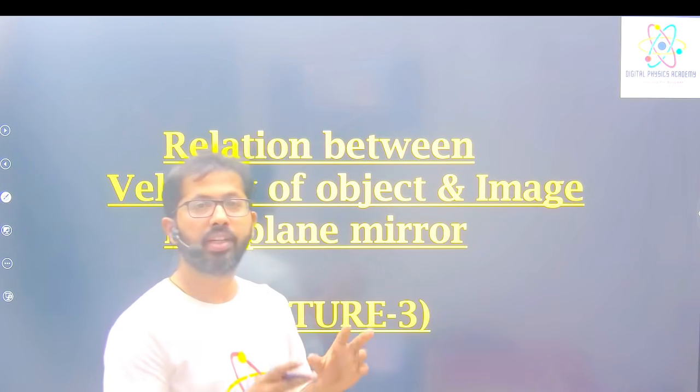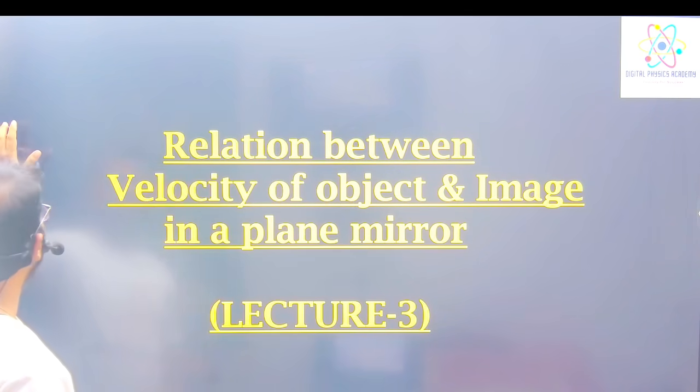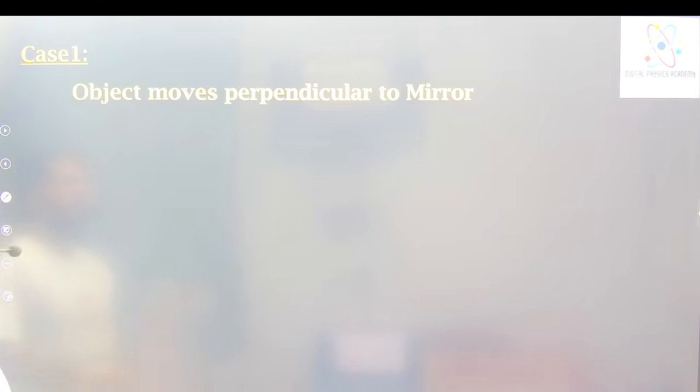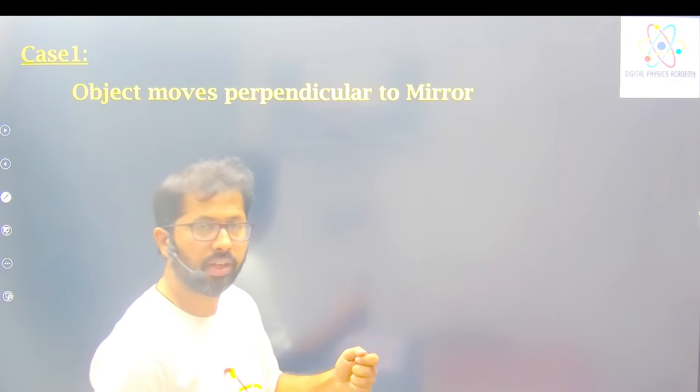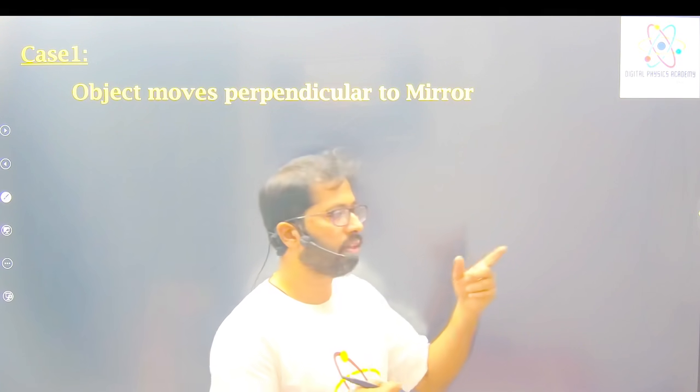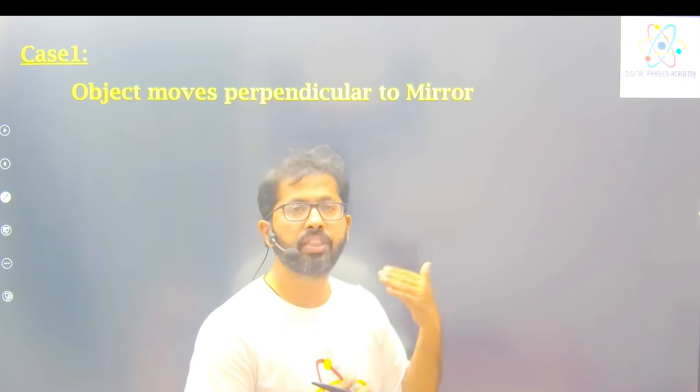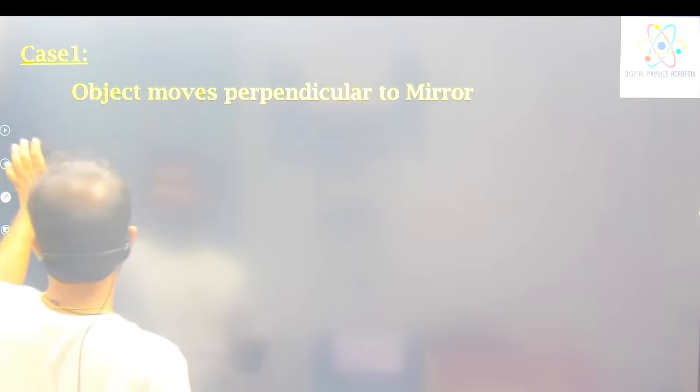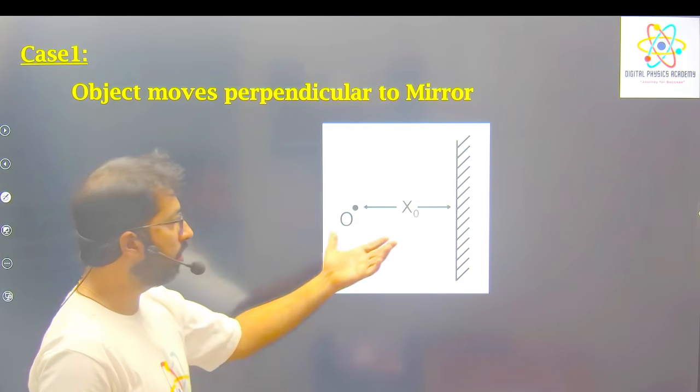We will study in two cases, right? So first one is case 1. When the object moves perpendicular to the mirror. Whenever you are moving perpendicular to the mirror, then image velocity we want to calculate. So we will calculate the image velocity.